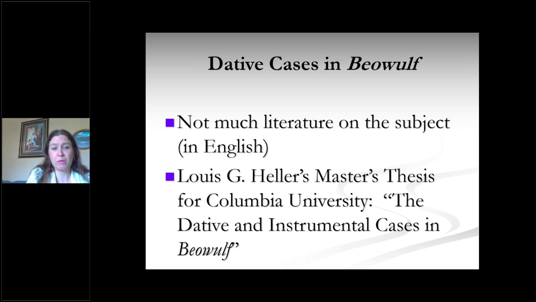The couple of problems with that was it was still incomplete. He would give line numbers where the dative would occur and not always which actual word was the dative word in that line. And I think I looked over maybe 2,000 lines of the poem matching up with what Heller had found. And I think in those 2,000 lines, I came up with about 100 instances of the dative case that he did not have listed.